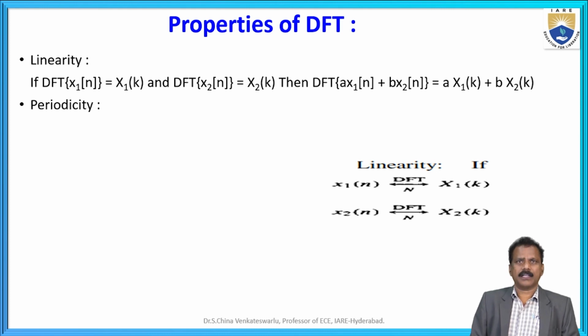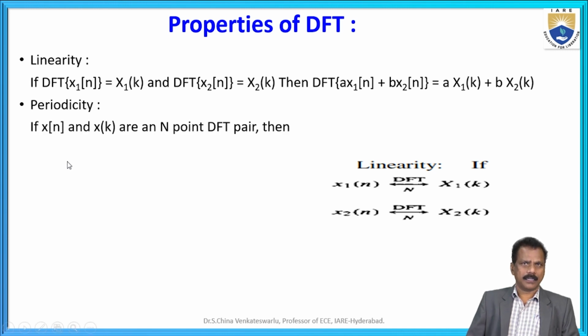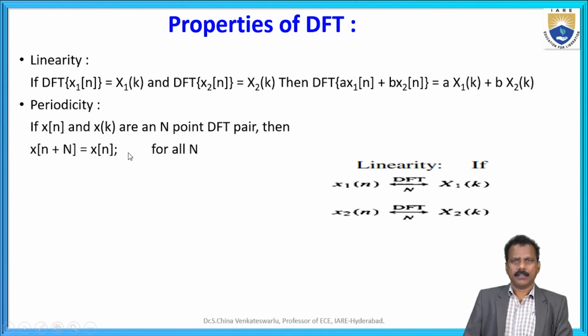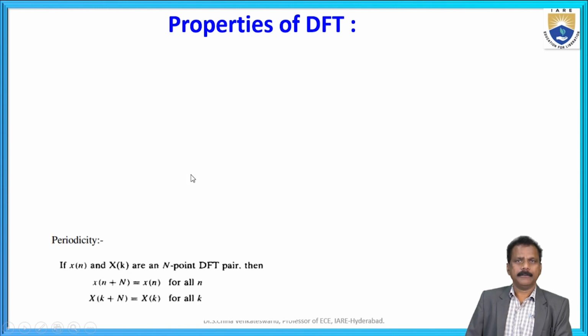Coming to the next property, periodicity. If x of n and x of k are an n-point DFT pair, then x of n plus N is equal to x of n for all n, and x of k plus N is equal to x of k for all k.